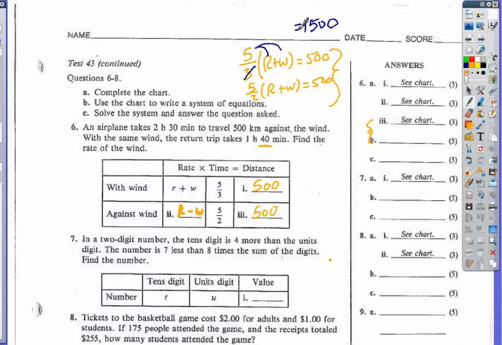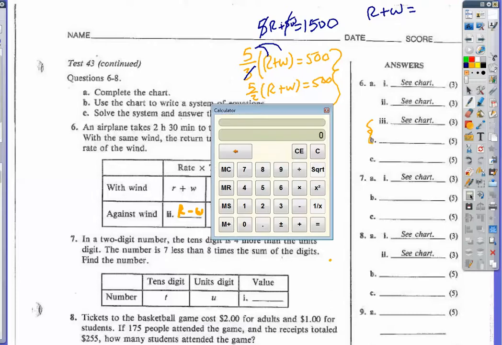So I have 5r plus 5w. And I notice that 5 goes into all 3 of these things, right? So I'm going to divide everything by 5, so I have the simplest form possible. So obviously, divide by 5, divide by 5. So we get r plus w is equal to 1,500 divided by 5. Obviously, you could probably do it in your head. It's 300. Shocking.